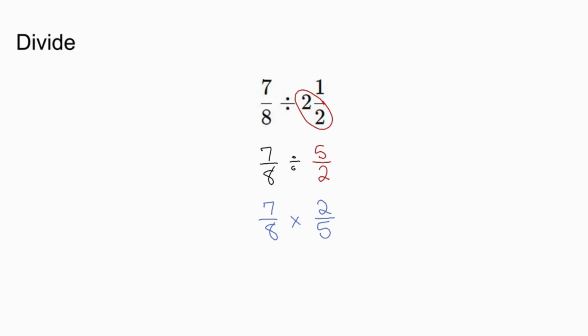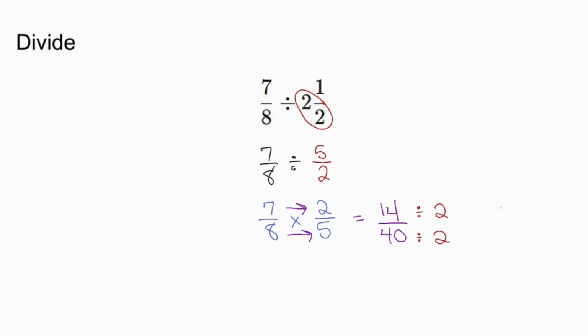Now that we have two fractions being multiplied together, we can multiply straight across the numerator and straight across the denominator. 7 times 2 is 14. 8 times 5 is 40. Now you may notice both of these numbers are even, which means we can simplify this fraction. How? Well, divide the numerator and the denominator both by 2.